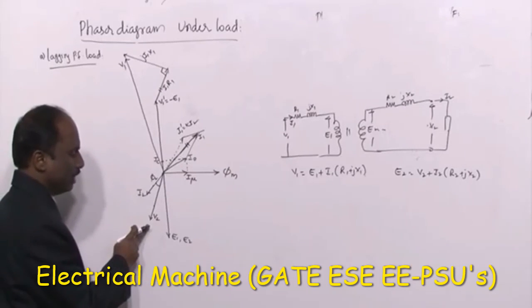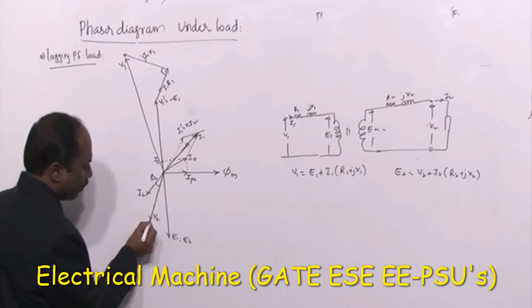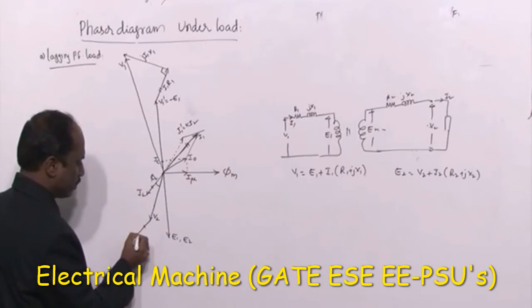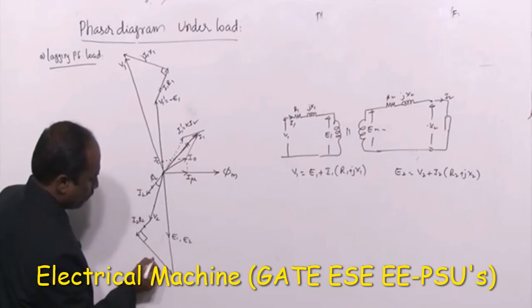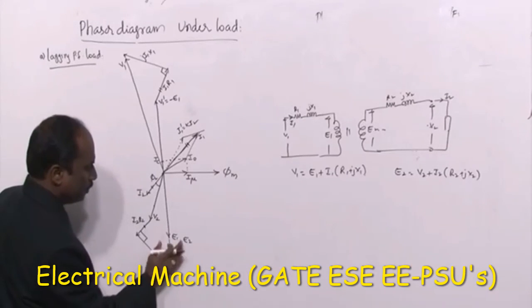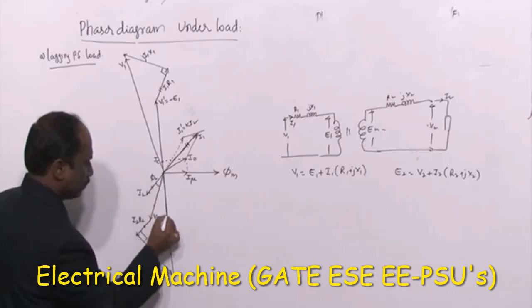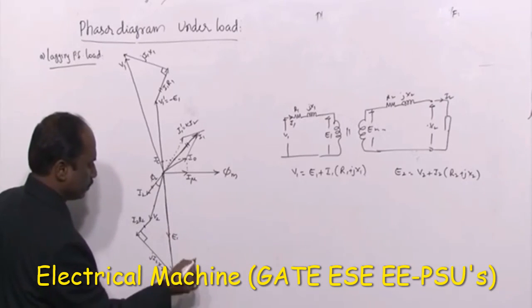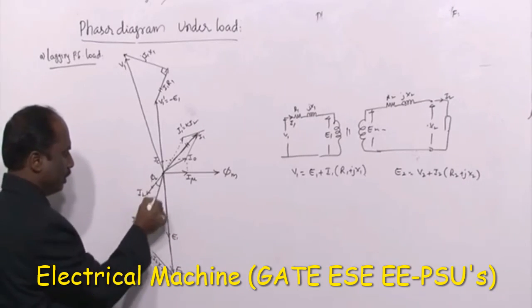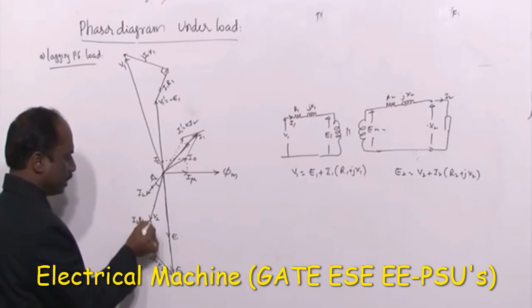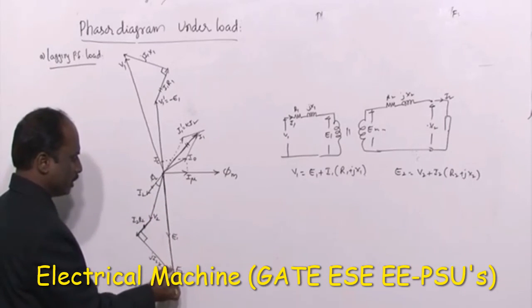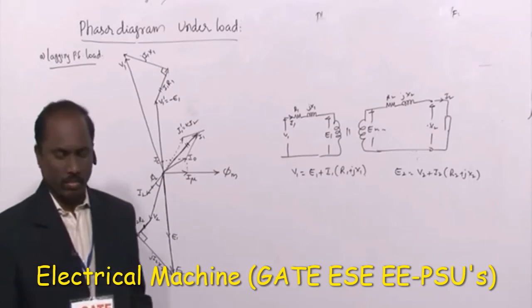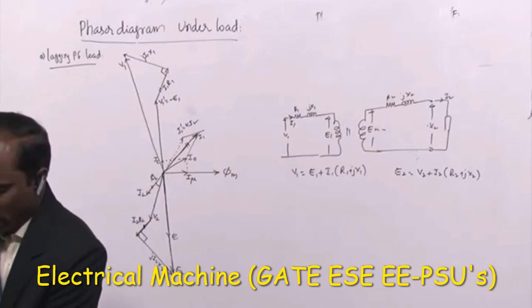Similarly, how about V2? V2 plus I2 R2. I2 R2 is in parallel with I2. This is I2 R2. And perpendicular to this, we take j I2 X2. Then what is this vector? This vector is nothing but E2. V2 plus, parallel to the current I2, there is an I2 R2 drop, and perpendicular to that there is a j I2 X2 drop. This resultant is E2. So this is the procedure to plot the phasor diagram of the transformer under lagging power factor.